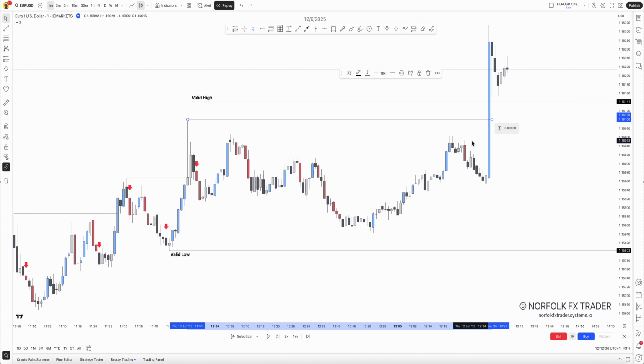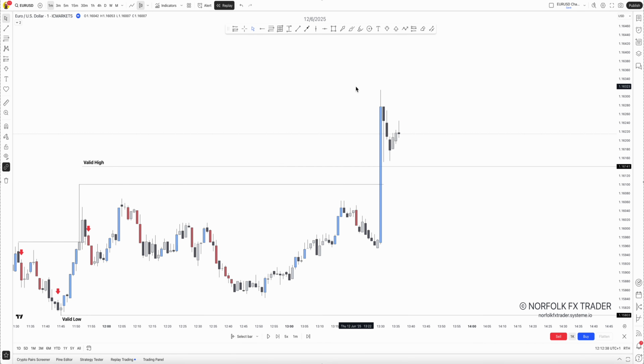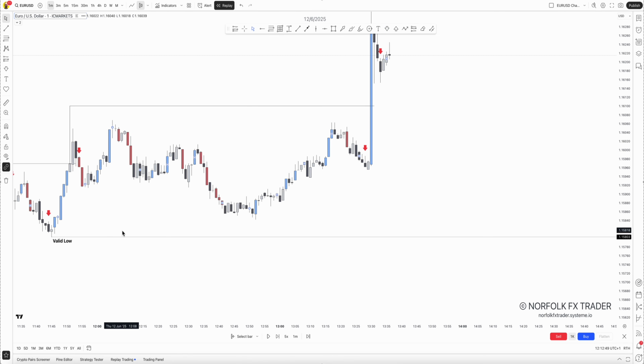So there's another breaker structure. Again, straight away we can identify, we get a close down on that candle. We have a new valid high. We look down from the breakout point. That's our last close down. And that becomes your valid low.